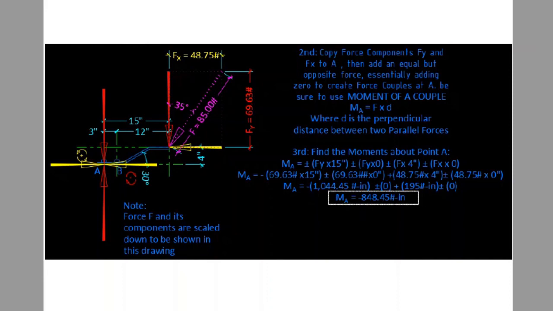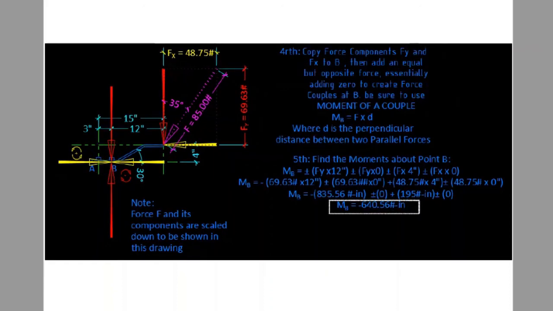Third, we find the moments about point A. After plugging in the numbers, we can find that the moments about point A are equal to 848.45 pounds per inch. Also, note that in this problem, force F and its components are scaled down to be shown in this drawing.